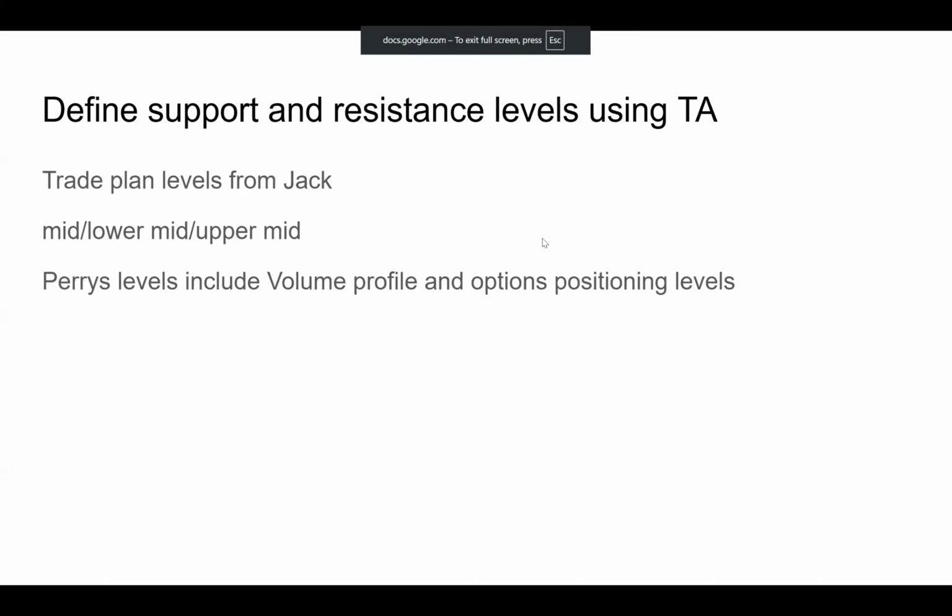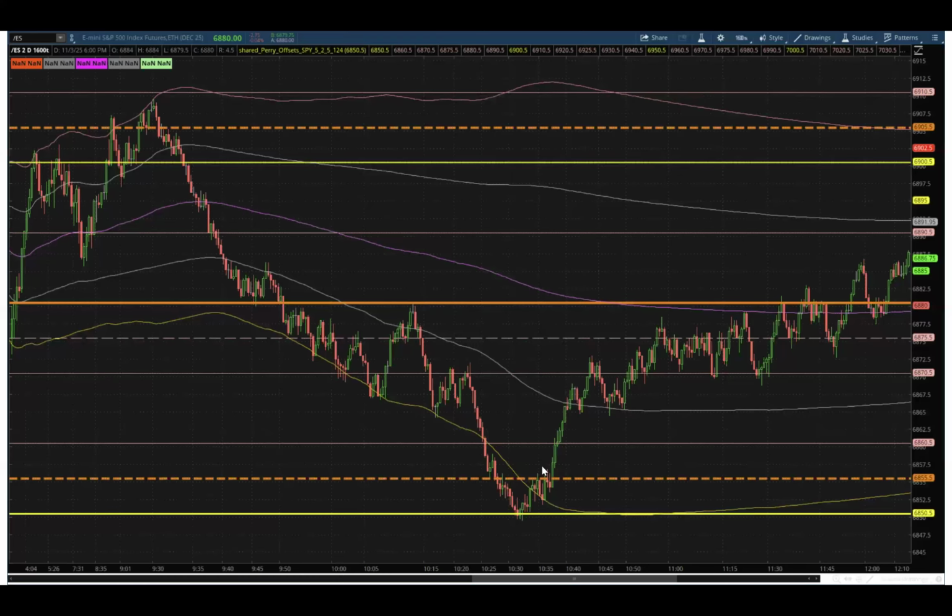Okay. The other thing you have to do every day is define your levels of support and resistance. You can get them from my trade plan: mid, lower mid, upper mid. Those are going to be levels of support and resistance. And then Perry's levels, which I hope you guys have been loading up, because today they were absolutely spot on. This was today. This yellow line is what Perry went over in the morning for the ES, low of the day.